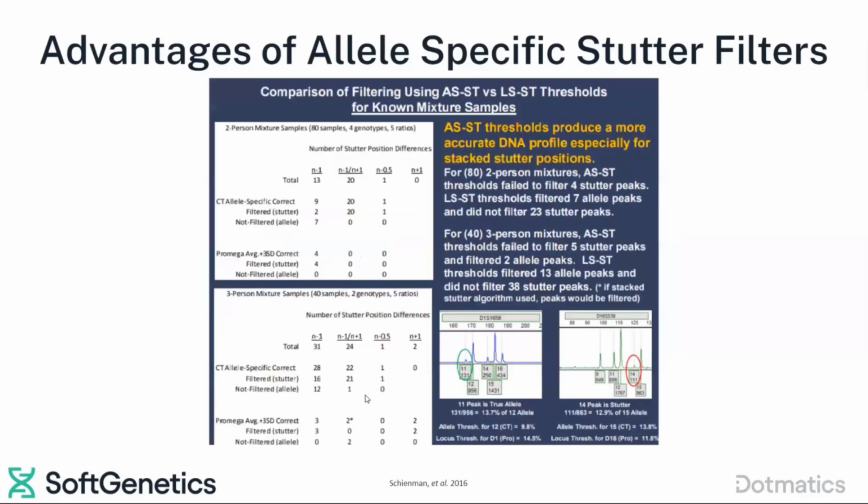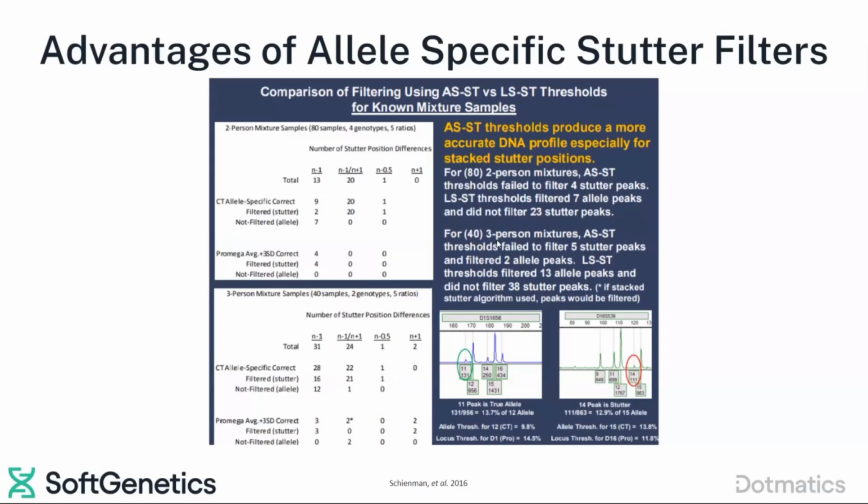And here in this table, it's showing that they did 82-person mixtures, and the allele-specific stutter threshold failed to filter 4 stutter peaks. So the allele-specific failed to filter 4 peaks, but the locus-specific threshold actually filtered out 7 real peaks and did not filter out 23 stutter peaks. So the allele-specific stutter was a big improvement over the locus-specific stutter in their 2-person mixtures.